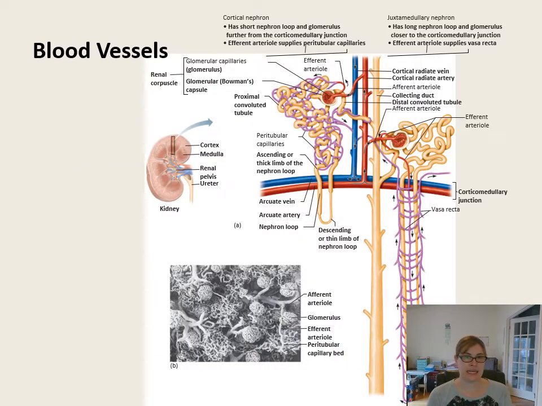Here's a diagram that's on 981. Take a few minutes to check that out. On the left is our peritubular capillary, cortical nephron, and then we have our vasa recta with our juxtamedullary nephron.